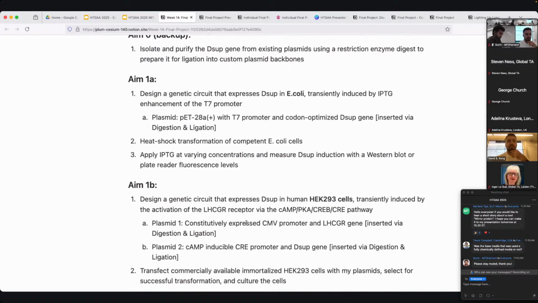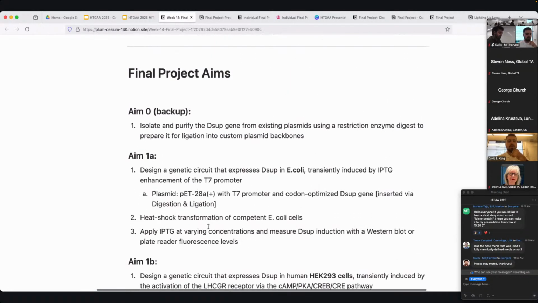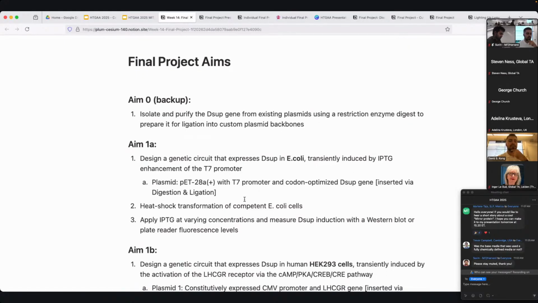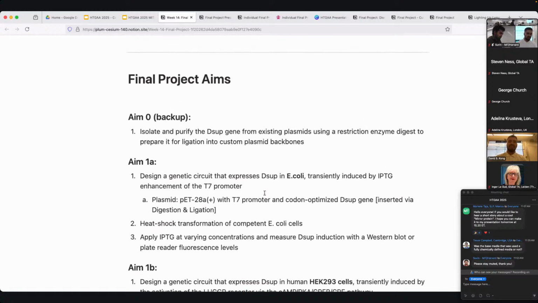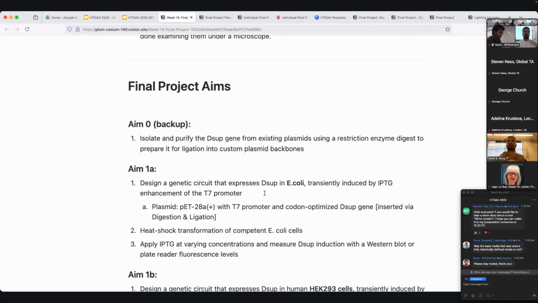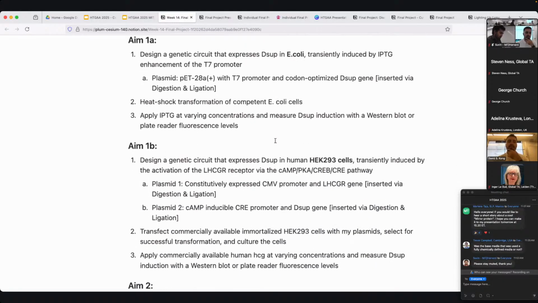Since I wasn't sure that we would be able to do the mammalian cell work, I designed a backup that would express DSUP in E. coli. And since E. coli can't have GPCR receptors, I just used a simple circuit to make it inducible by IPTG. And then a backup to the backup, in case we couldn't get the pET28 backbones that I was going to use, which ended up being the case, was just to isolate and purify the DSUP gene from the existing plasmids that Chris Mason has published for HEK293 cells, and prepare those for ligation into custom other backbones.